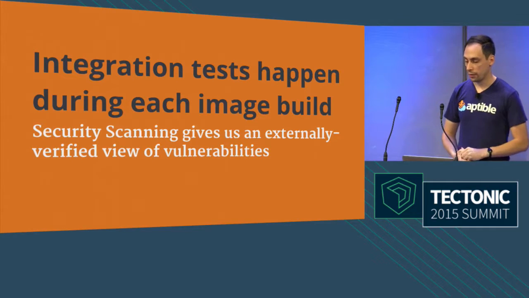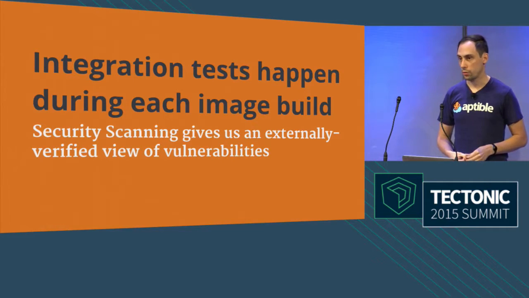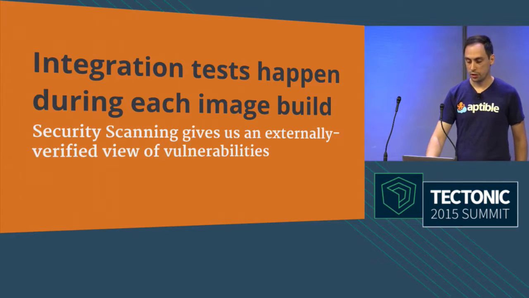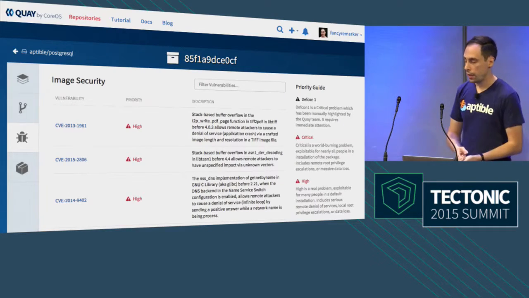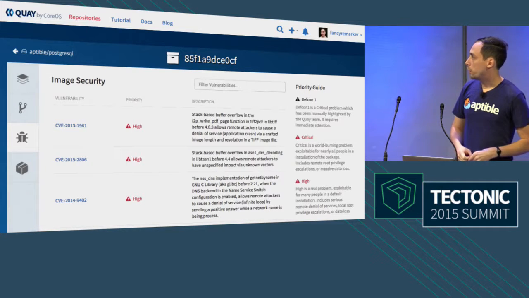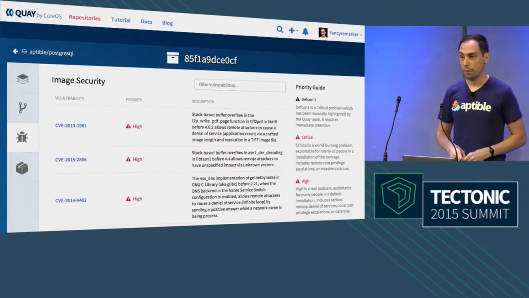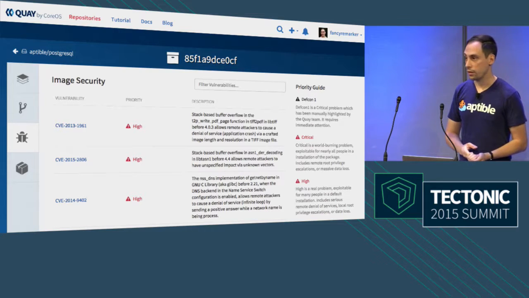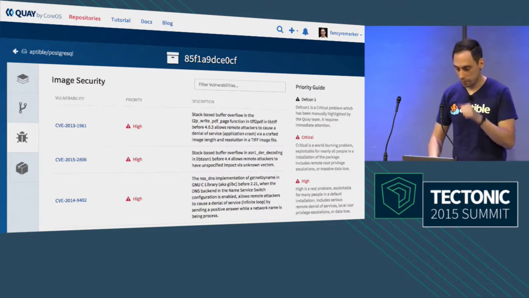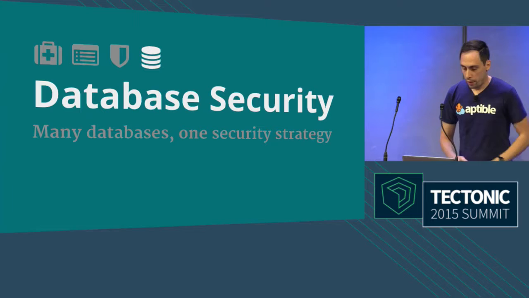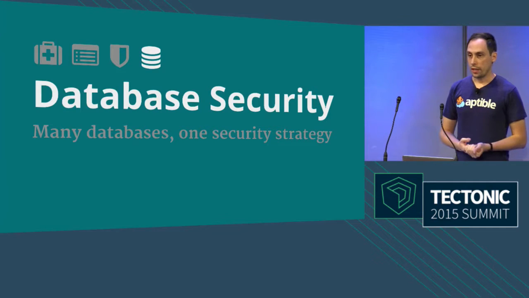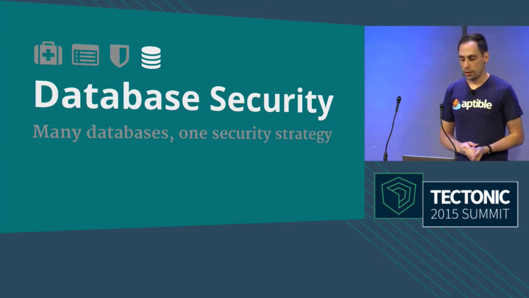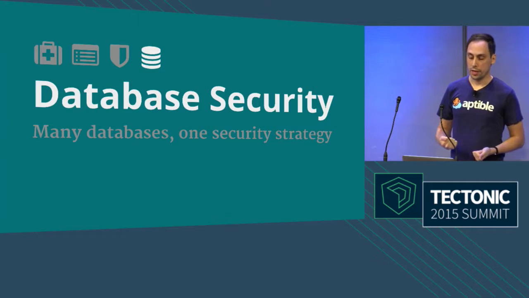And then most recently, the security scanning feature, which is in beta, gives us an externally verified view of vulnerabilities. So when we log into Quay today, we get a view of CVEs that have been identified in the packages that are installed in our image. And this all comes for free. This is part of the ecosystem that we don't have to build ourselves. So that's one of the use cases for standardizing our deployment through containers.